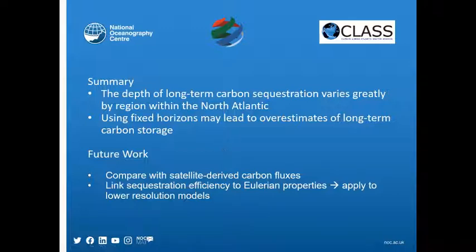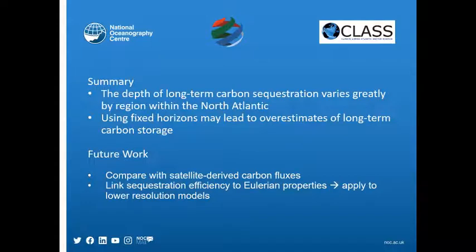Yeah, hello. Thanks for the talk. I think you've sort of touched on it here at the end of the summary. I'm just going back. So, are the observational records that use a fixed horizon of 500 meters or 1,000, are they definitely overestimating the global carbon sequestering then?